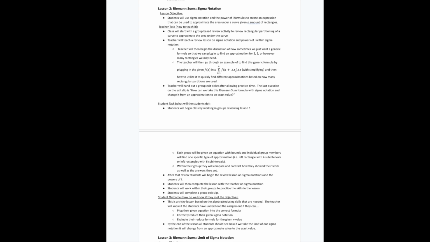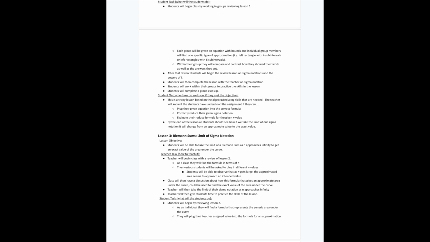So that question is how we end lesson 2, but it's really the beginning of lesson 3 of showing students the tie-in of, if I take the limit of this, if I add in enough rectangles, it's eventually going to fill the entire area because the rectangles are going to get so small that there's no overhang, there's no under or over approximation. It's just going to be the true limit.